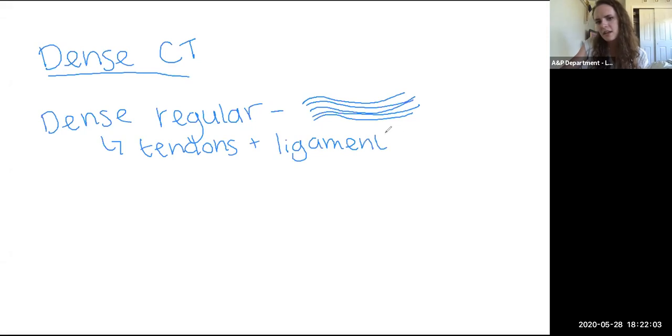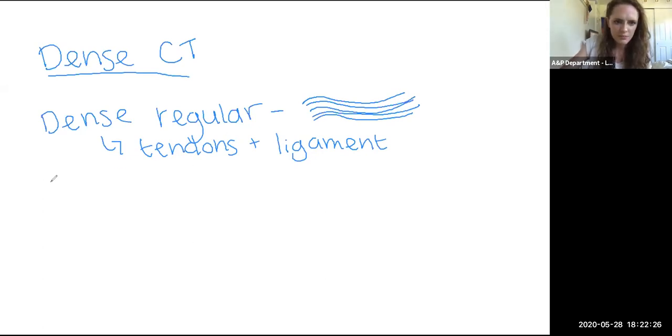If you think of a tendon or a ligament, it's just like a white rope or white tissue that's just really strong and tough that you could pull on. So dense regular is a bunch of collagen fibers stacked nicely that form tendons and ligaments.